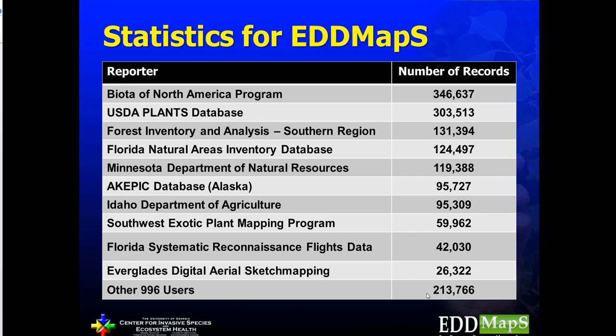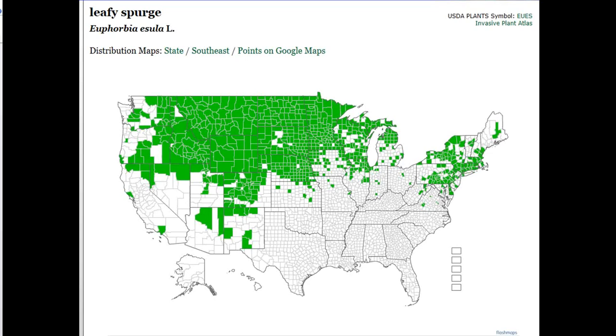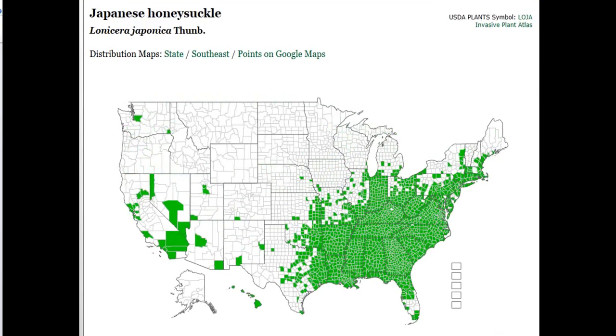But what's interesting is, of the top 10 submitters, yes, we've got some pretty large groups of data, but the other 996 users have submitted another 200,000 records. And I think that's important because a lot of those are the citizen scientist type folks, or even professionals who have gotten excited and gone out and made an effort to map things.